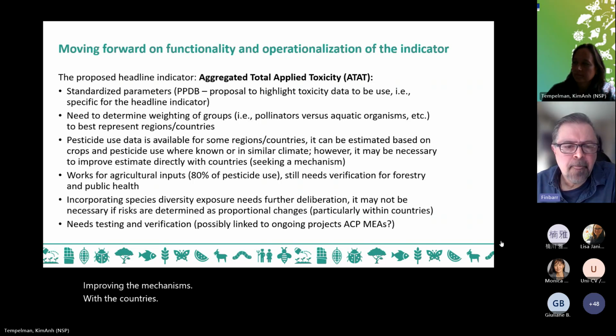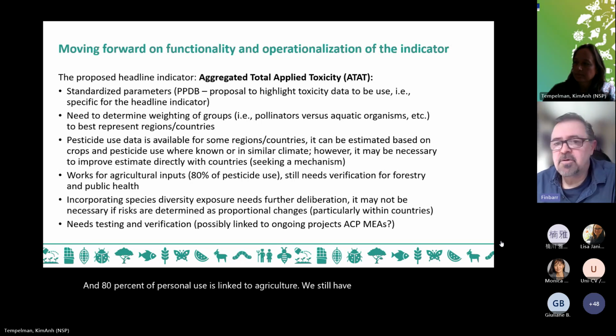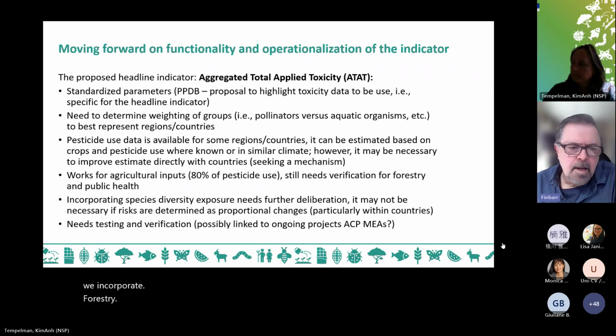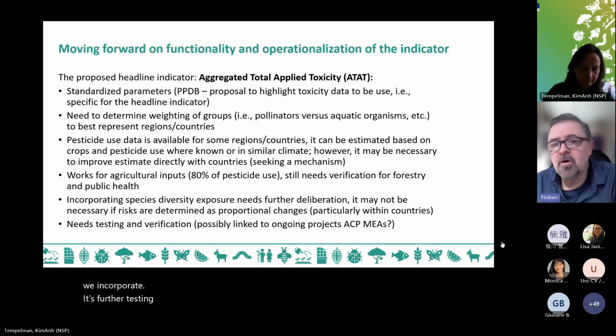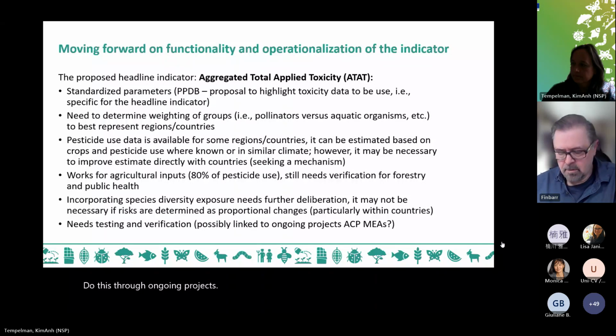The TAT works very well for agricultural inputs, where we can get better understandings of application rates, application areas, pesticide used, all these things. And 80% of pesticide use is linked to agriculture, but we still have issues around how we incorporate pesticide use in forestry, or in public health, for example, and this is something we'll be looking into going forward. And then finally, this needs further testing and verification, and we've been looking into possibilities to do this through ongoing projects at FAO, including under the ACP MAIS project. And next slide, Kim, I think it's back over to you.